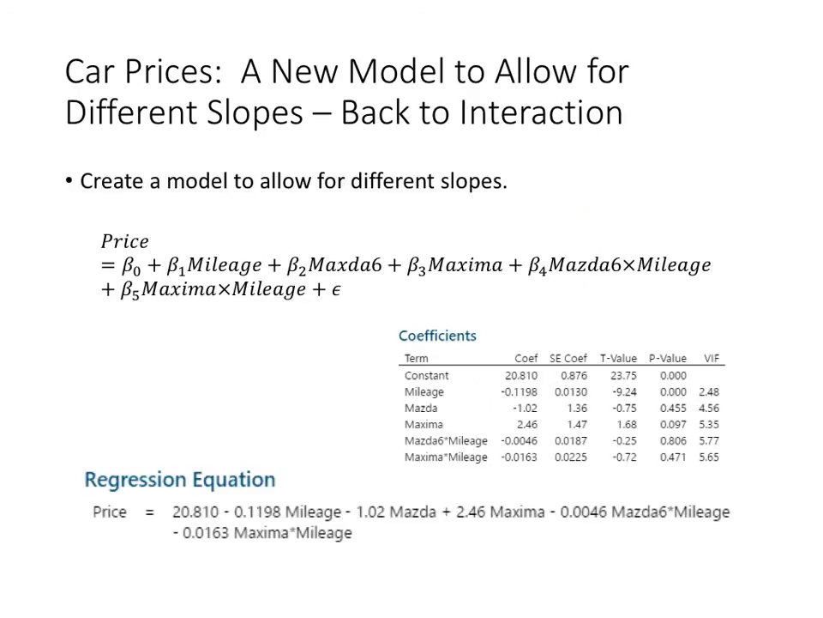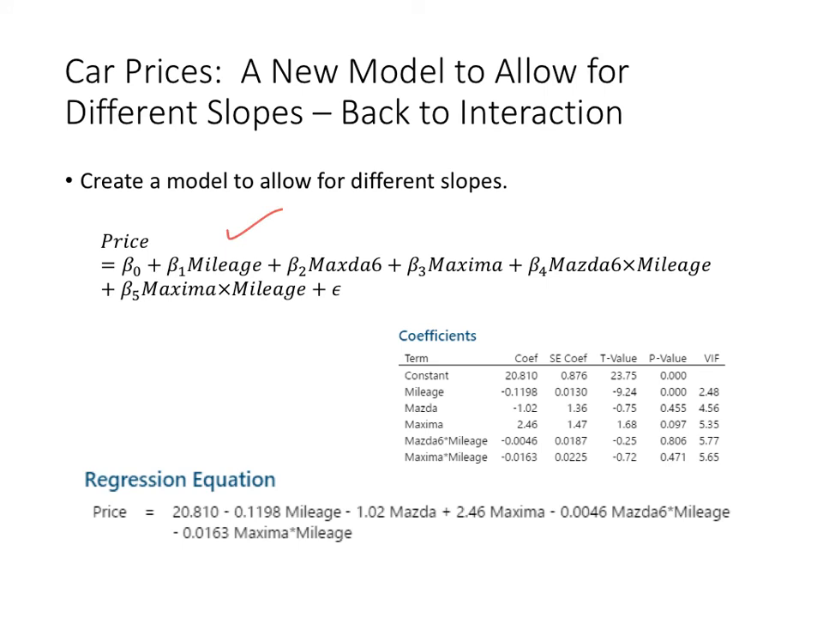Okay, so the second question was, again, is it important or effective to use different slopes for the model, in other words, depending on the type of car? And that means, in our language, should we add interaction terms? And so the model would look like this.